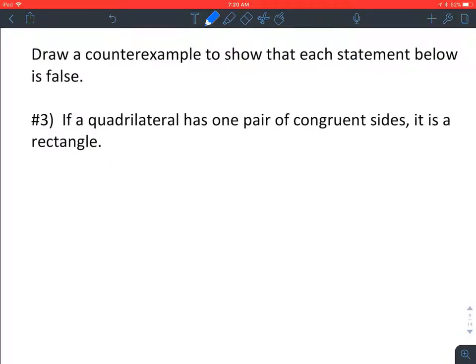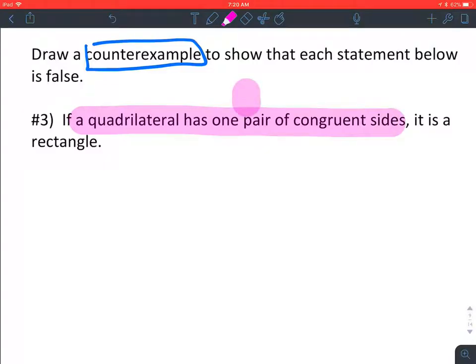Draw a counterexample that shows that each statement below is false. A counterexample is going to make the hypothesis of the sentence true. So that's the hypothesis. And it's going to make the conclusion, it is a rectangle, it's going to make that false. So the statement here is, if a quadrilateral has one pair of congruent sides, it is a rectangle. Well, we need to draw a picture that shows a quadrilateral, four-sided figure, with one pair of congruent sides. And then show that it's not a rectangle.